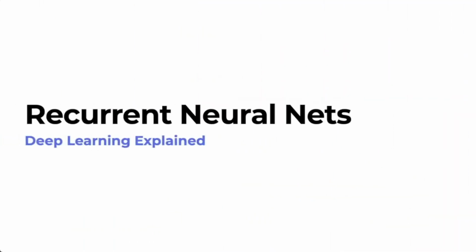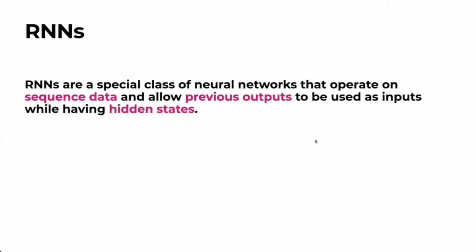First, let's have a quick look at one definition of RNNs. RNNs are a special class of neural networks that operate on sequence data and allow previous outputs to be used as inputs while having hidden states. So let us reiterate. They are also neural networks. They have something to do with hidden states, and they can keep track of previous outputs in a sequence. If this definition is not clear for you right now, don't worry, we will come back to this in a moment. But first, let's have a look at why RNNs work so great.